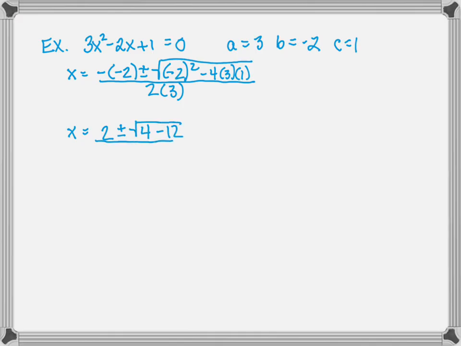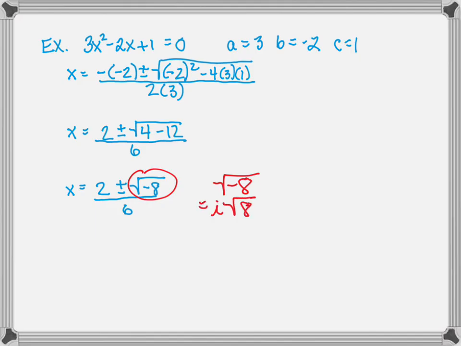Simplifying, x equals 2 plus or minus the square root of 4 minus 12 all over 6. 4 minus 12 is negative 8, so we get x equals 2 plus or minus the square root of negative 8 all over 6. And let's simplify this radical. So the square root of negative 8, we can pull the negative out, and we get i square root of 8, or i radical 8.